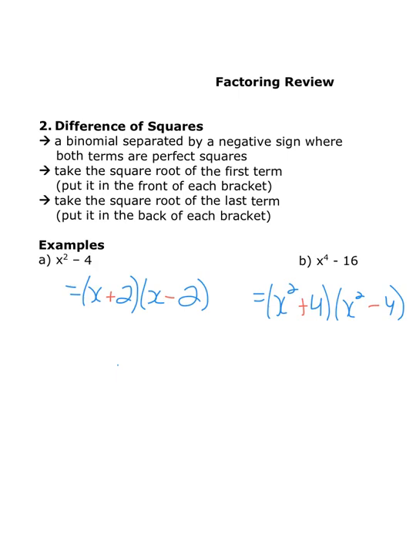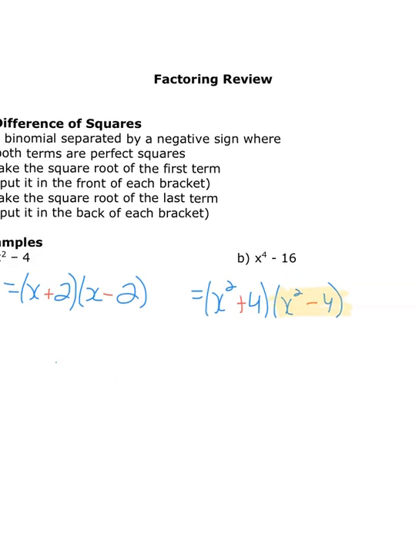And now when I inspect, I see x squared plus 4. I cannot take out a common factor. It is a binomial with perfect squares, but I'm separated by a plus. So there's nothing I can do with this factor. But then when I look at the second factor, they're both perfect squares, and it's separated with a negative. So that means I can keep factoring this second term.